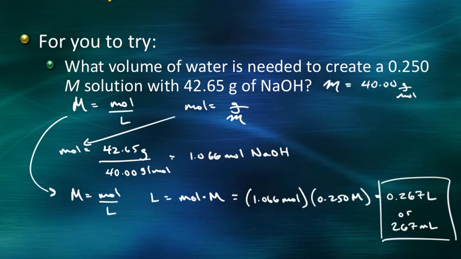Okay, here's the solution for you. We're going to start by calculating moles by taking grams divided by molar mass, and that gives us 1.066 moles. We're then going to rearrange the equation for molarity to solve it for volume, so we'll solve it for liters. It's equal to moles divided by molarity, 1.066 moles divided by 0.250 molar. You get 0.267 liters, or that is 267 milliliters.